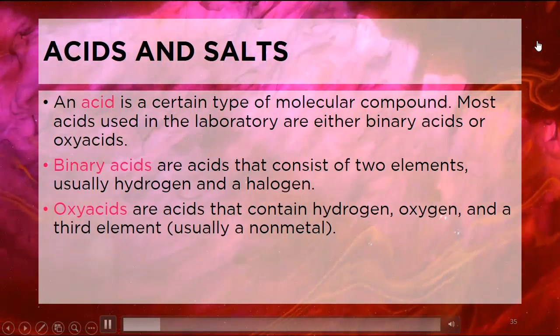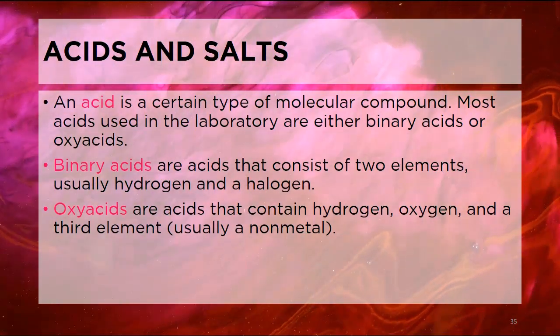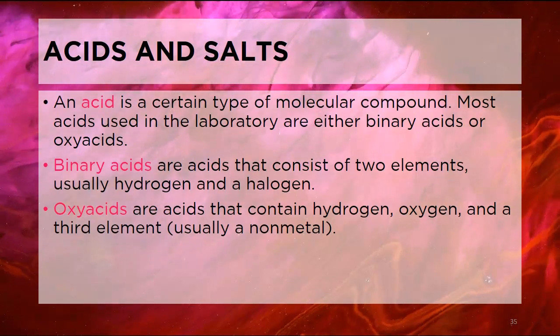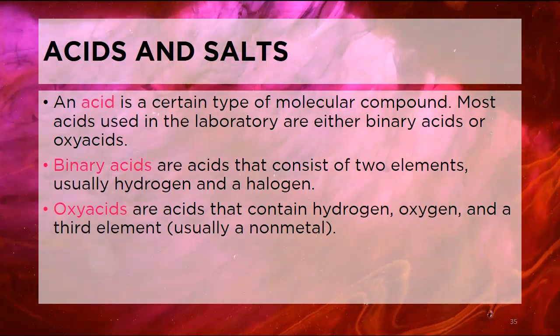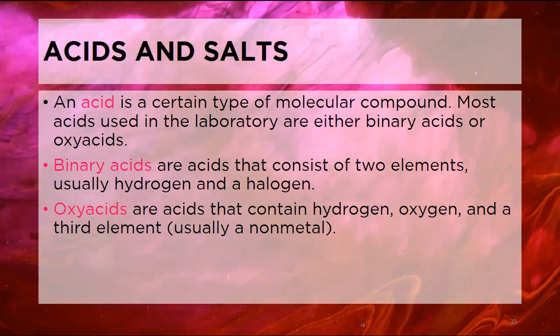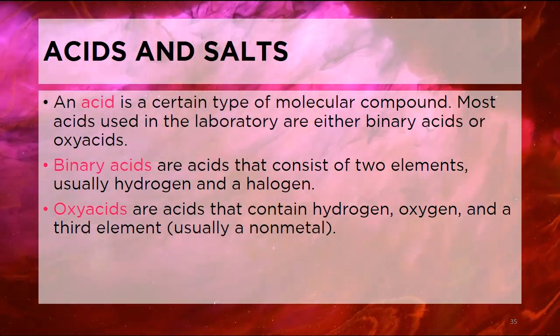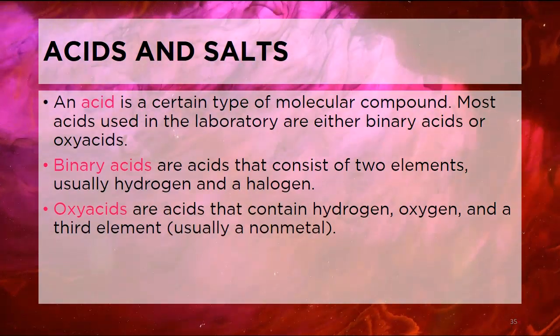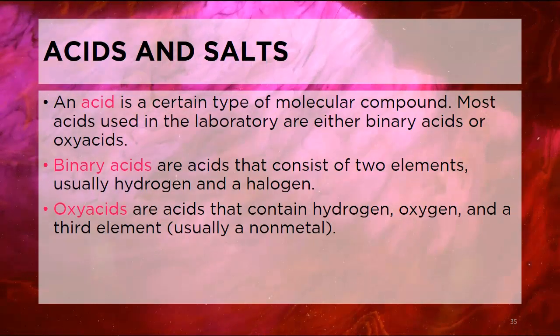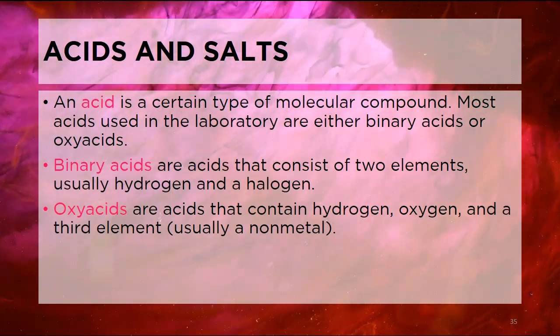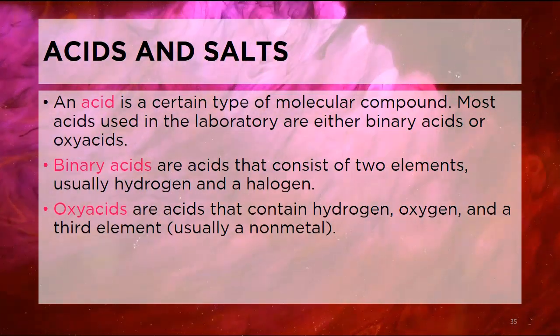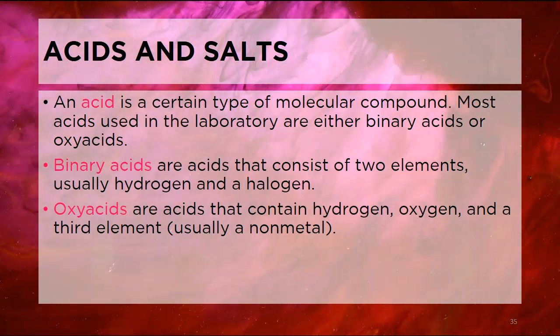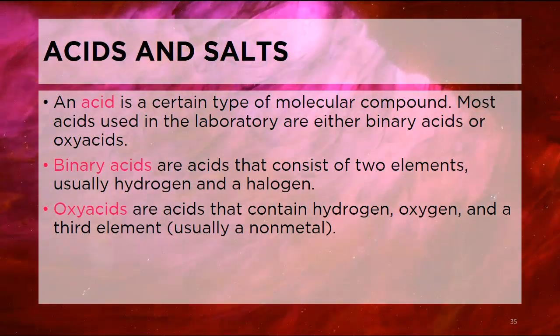So that's covalent compounds. That's really all I'm going to be quizzing you on. But I do want to at least give mention to acids and salts because sometimes acids will show up on different worksheets that I give you. So I'd like to at least preview you on the names for these. We'll talk about acids more in Chem 2. But an acid is a certain type of molecular compound.